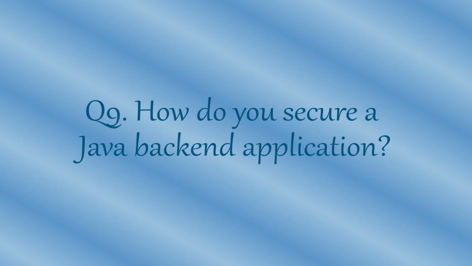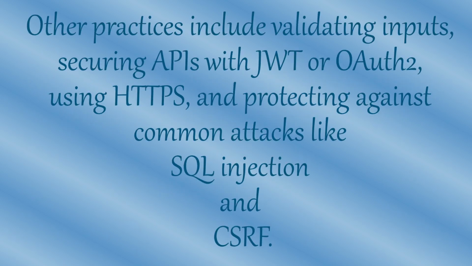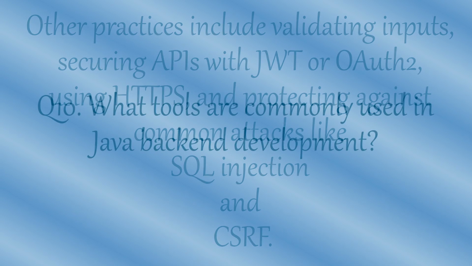Q9. How do you secure a Java backend application? Answer. Security can be implemented using Spring Security for authentication and authorization. Other practices include validating inputs, securing APIs with JWT or OAuth 2, using HTTPS, and protecting against common attacks like SQL injection and CSRF.